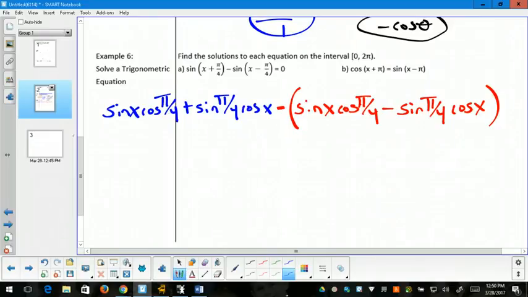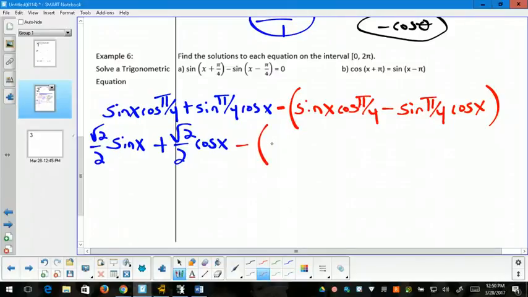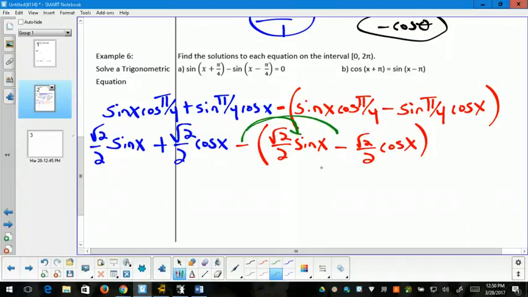We know that both cosine of pi over 4 and sine of pi over 4 are square root of 2 over 2. So what I have is square root of 2 over 2 sine x plus square root of 2 over 2 cosine x. And we'll distribute this negative in a minute. And here we have square root of 2 over 2 sine x minus square root of 2 over 2 cosine x. And now I'm going to distribute that negative, making this negative square root of 2 over 2 sine x, and this positive square root of 2 over 2 cosine x.